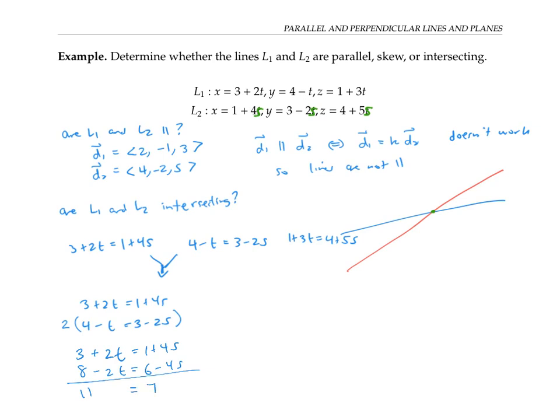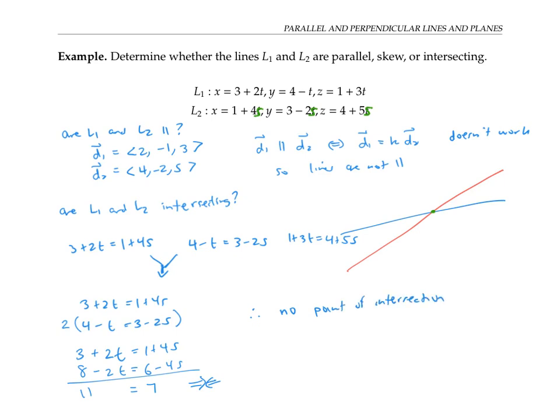Hey, the s's are disappearing too. So my equation just becomes 11 equals 7. Well, that's definitely a contradiction, and that shows that there is no solution. There's no value of s and value of t that work to get me the same x and y coordinates. So therefore, there's no solution and there's no point of intersection.